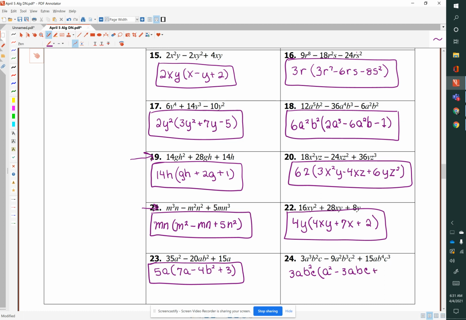Plus 15 divided by 3 is 3. a divided by a, that's completely factored out. b to the fourth divided by b squared is b squared. And c to the third divided by c is c squared. And if you were to distribute 3ab squared c through this trinomial, you would be back at the original term.